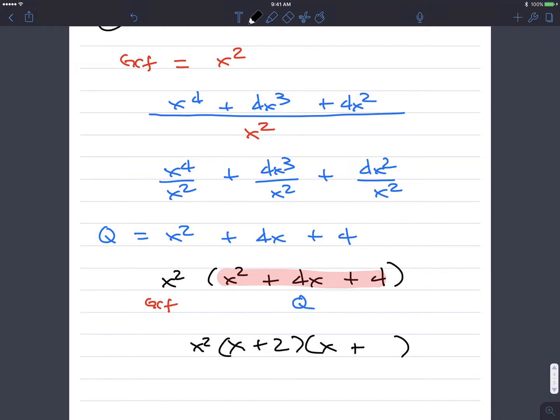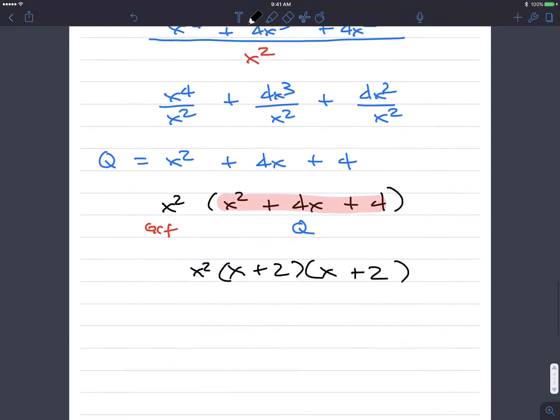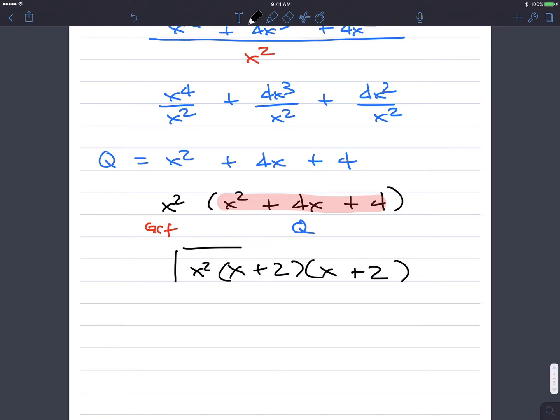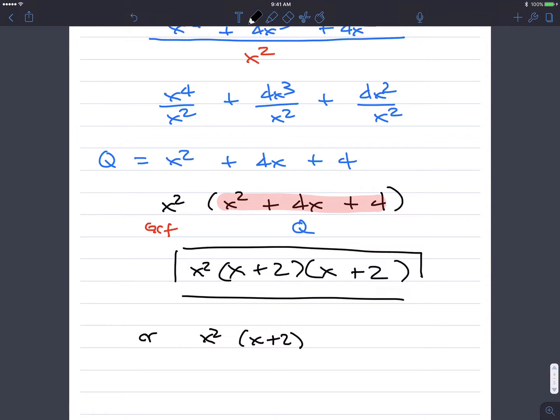X plus 2. X plus 2. So you can write your answer this way, right? Or we can write our answer where the x plus 2 is considered a base for an exponential because it's repeat multiplication. So either way would be fine. I would accept either as an answer.